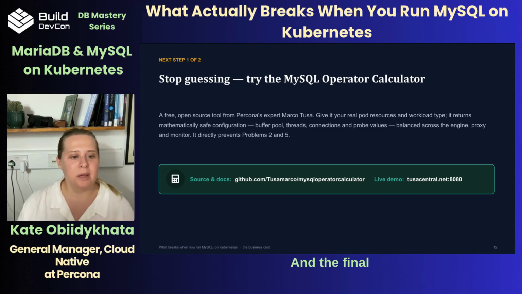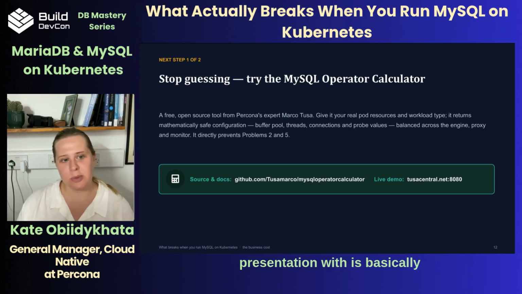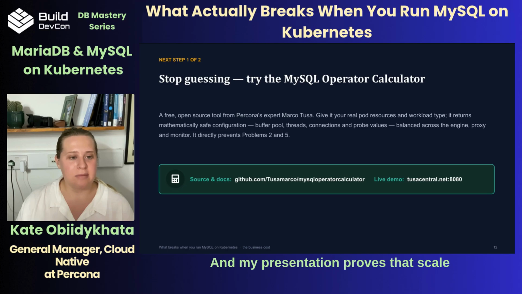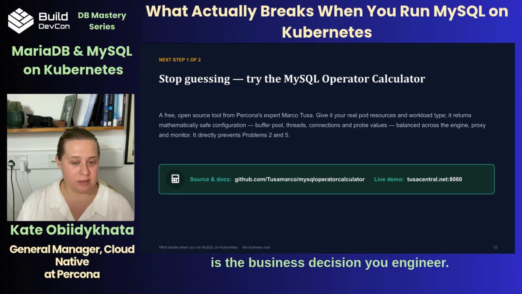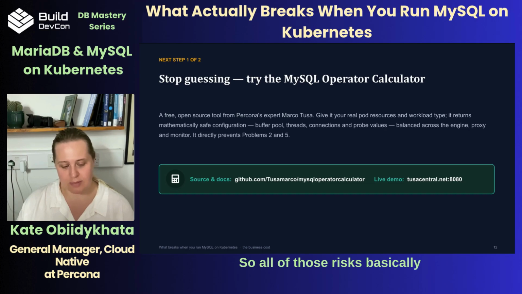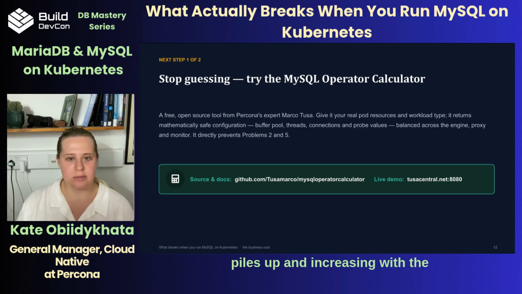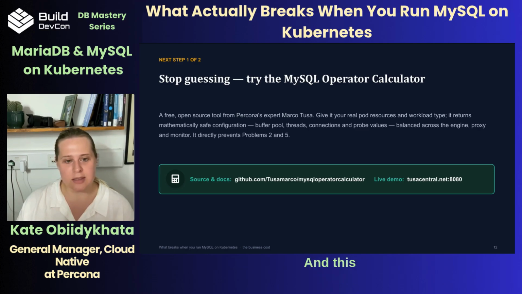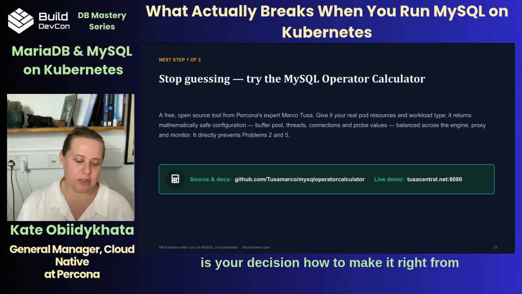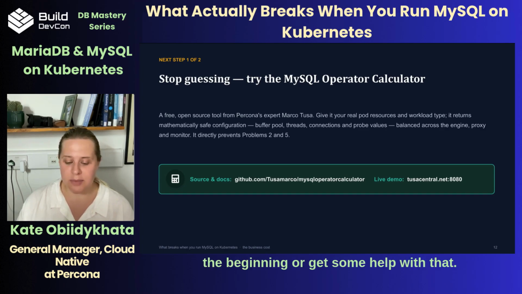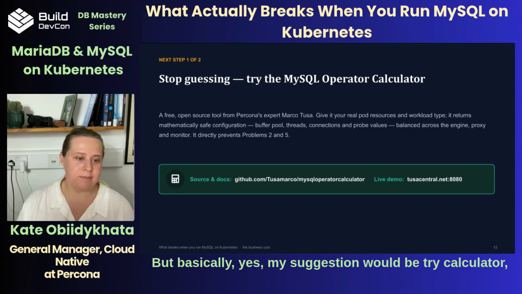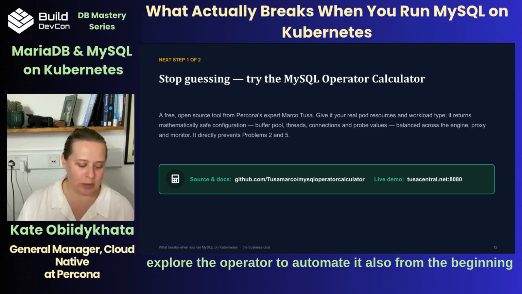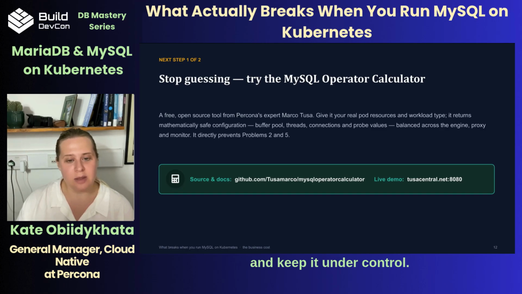And a final thing that I want to close my presentation with is the phrase: default configs are for small data, and my presentation proves that scale is a business decision you engineer. All of those risks pile up and increase with the amount of data, the number of databases, pods, instances, etc. And it is your decision how to make it right from the beginning, or get some help with that. My suggestion would be: try the calculator, size it right at the beginning, explore the operator to automate it also from the beginning, and keep it under control.